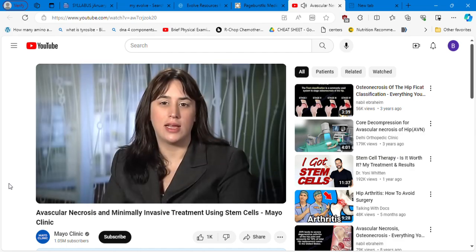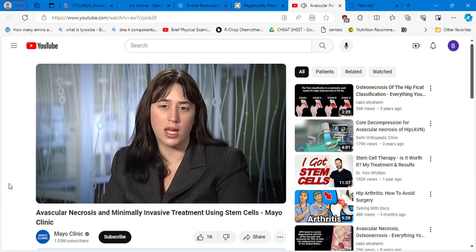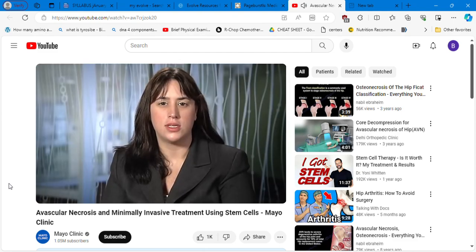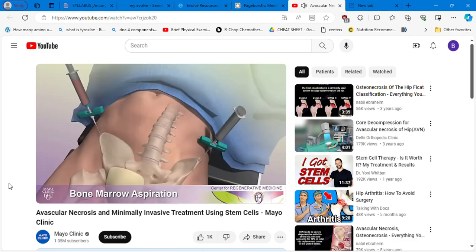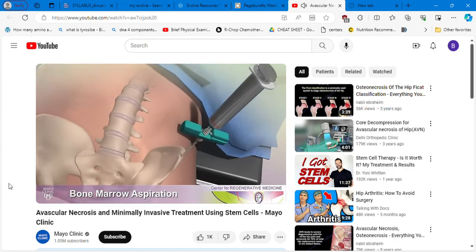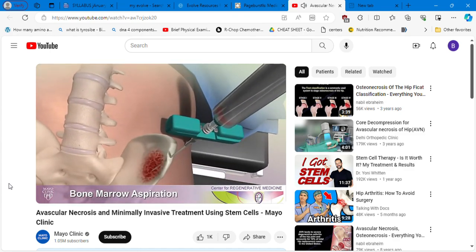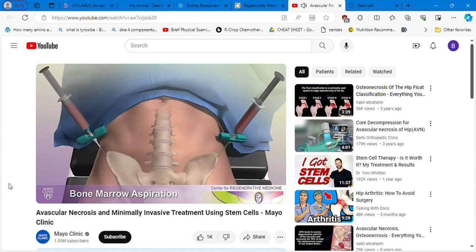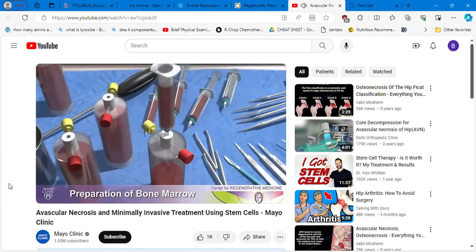So ideally we like to see patients before they get to stage 4, because if you have collapse of your hip, then the only treatment really is a hip replacement, which can be very successful for patients if need be. In stages 1 and 2, especially, and at times stage 3, we have a new minimally invasive procedure to regenerate the bone, because in avascular necrosis the bone has deteriorated and partially died.